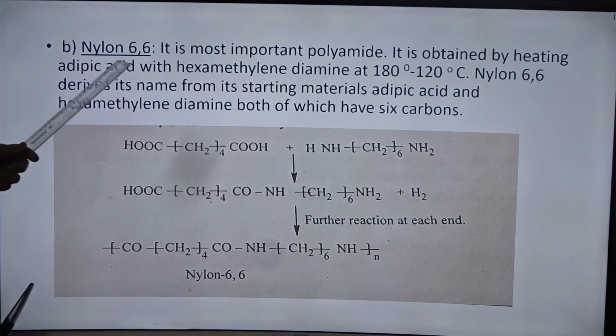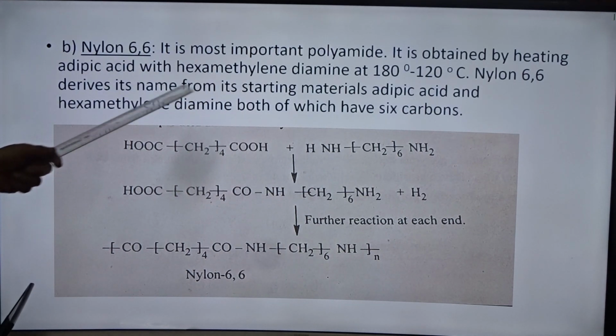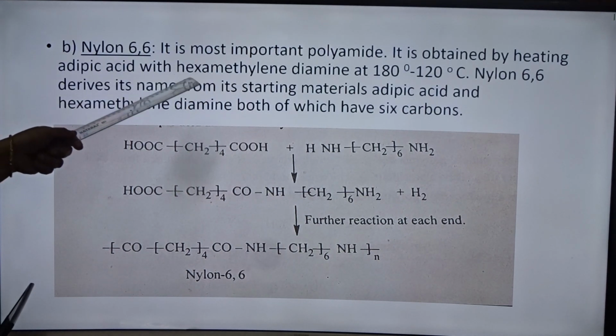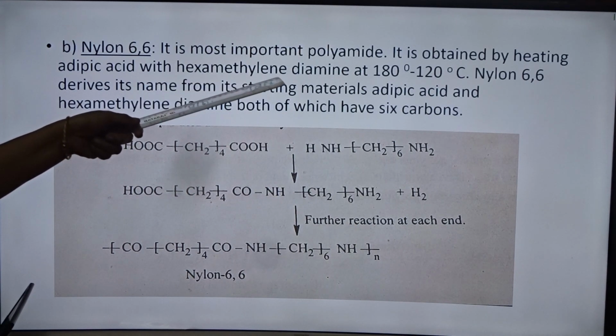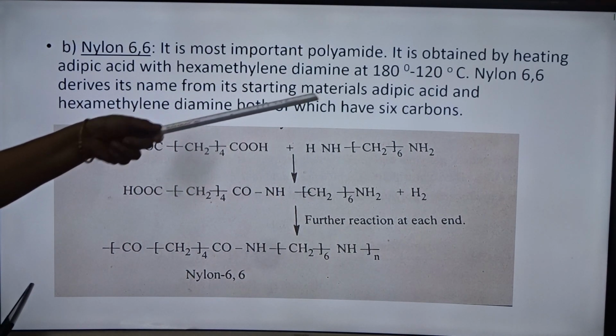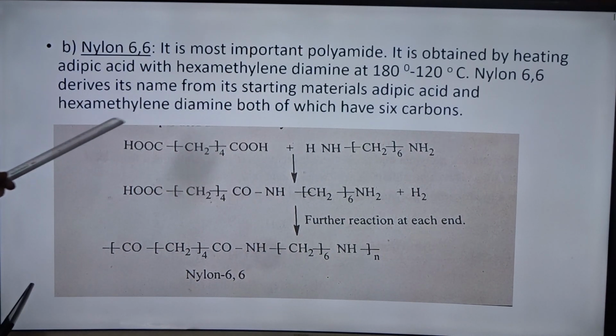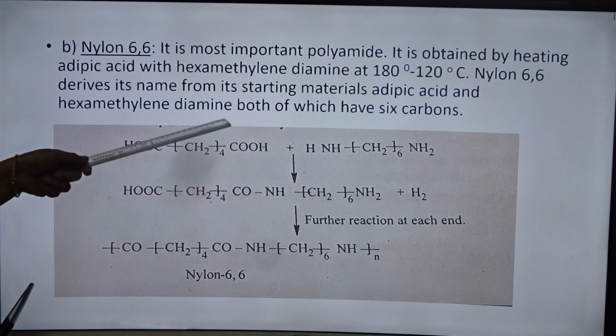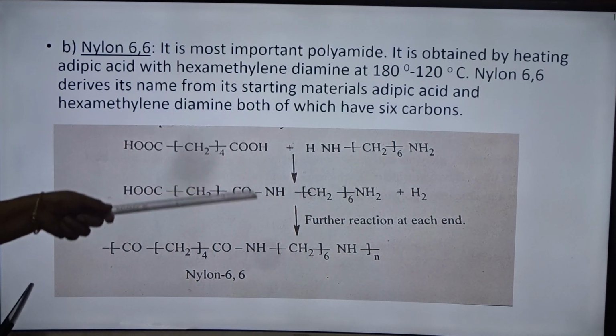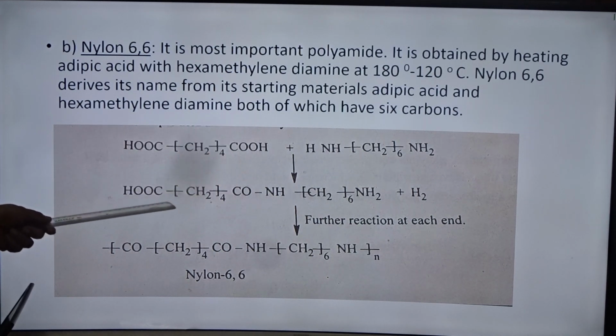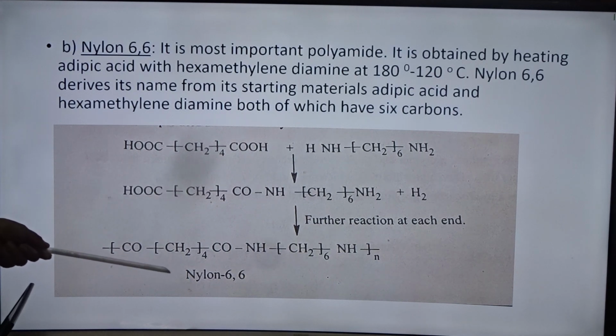Nylon 6,6. It is the most important polymer. It is obtained by heating adipic acid with hexamethylene diamine at 180 to 200 degrees centigrade. Nylon 6,6 derives its name from its starting materials, adipic acid and hexamethylene diamine, both of which have 6 carbons. So 6 and 6. On further reaction, in two steps, we are getting the nylon 6,6 fiber.